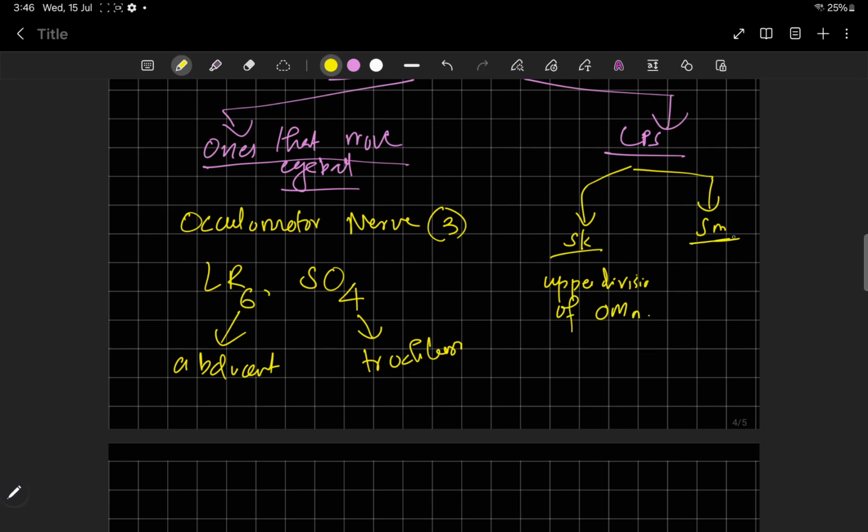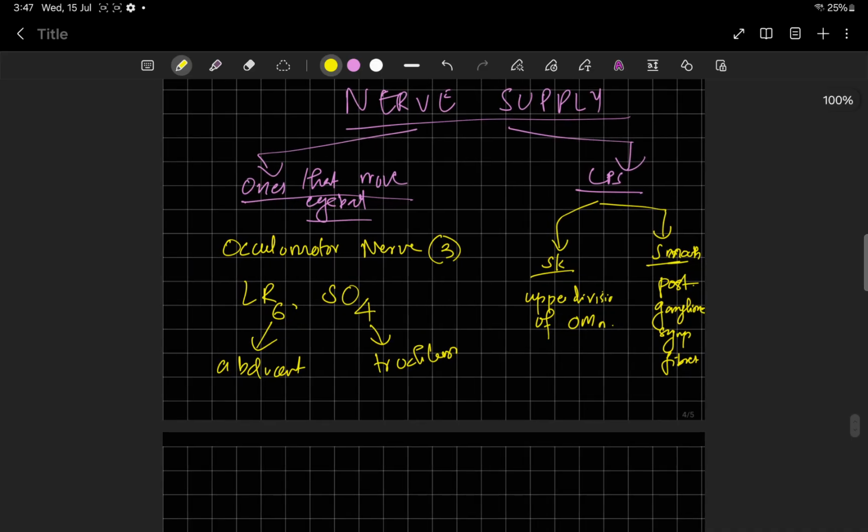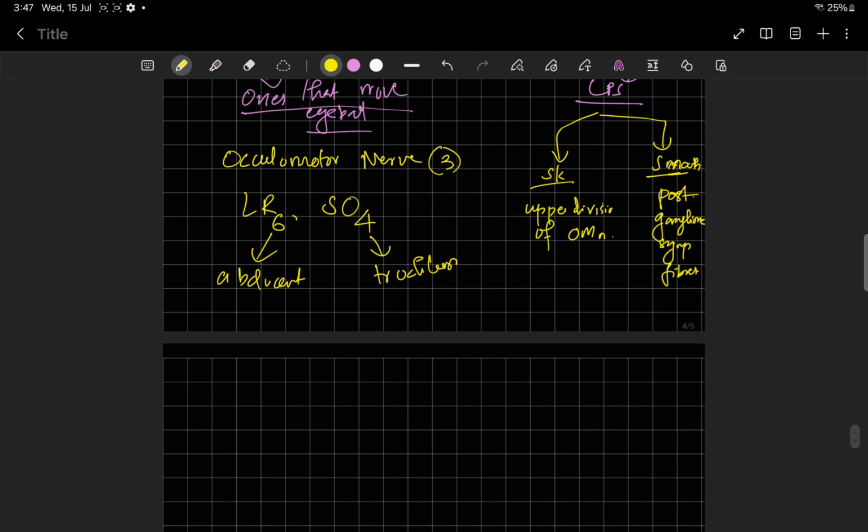and the smooth muscle part is supplied by postganglionic sympathetic fibers. So this is the nerve supply. Oculomotor nerve supplies all the muscles that move the eyeball, and LPS is supplied by the upper division of oculomotor nerve mainly, and the smooth muscle part is supplied by postganglionic sympathetic fibers. And remember the mnemonic LR6SO4 because that is the exception.